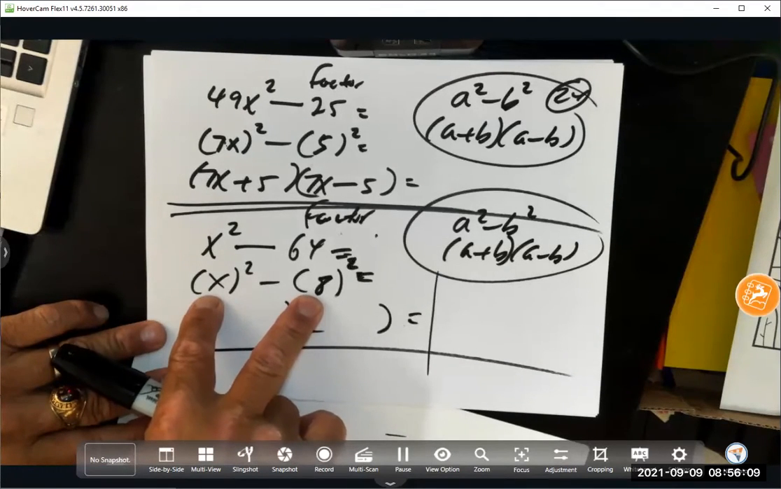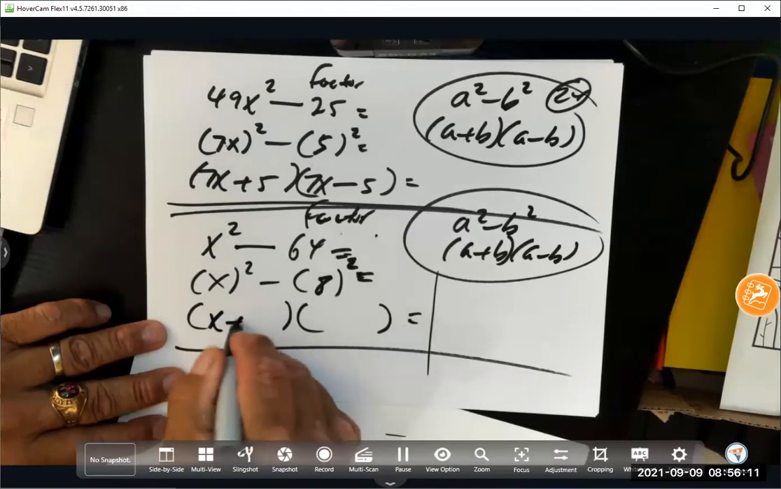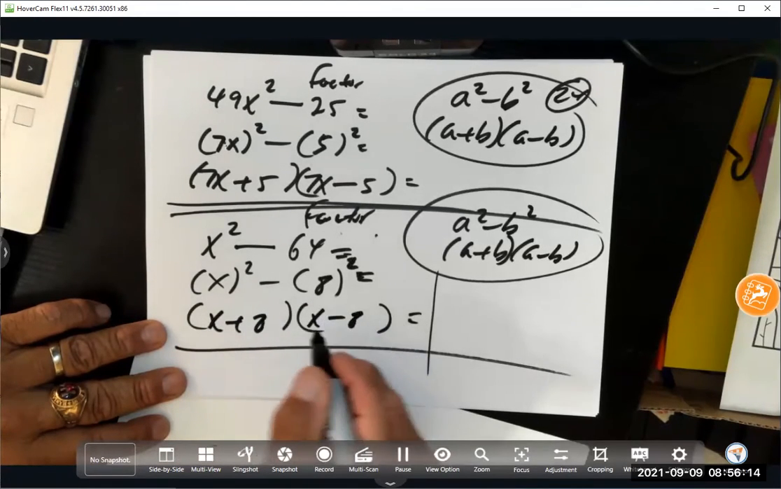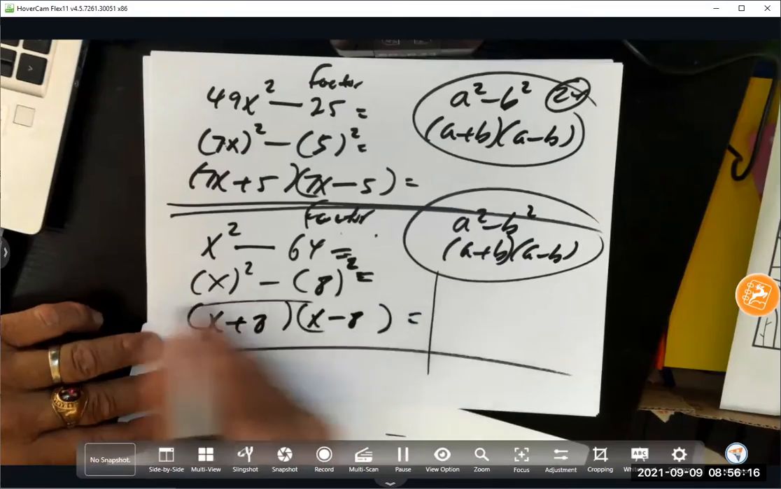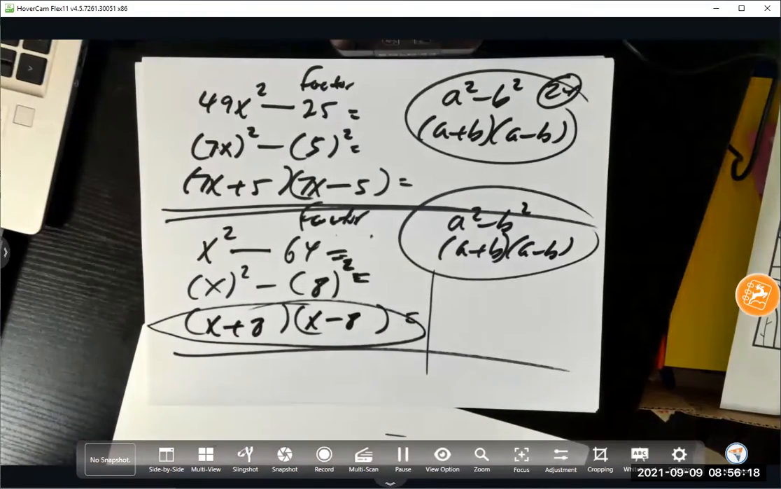X plus the 8 times x minus the 8. Yep, this one and that one. Is that right? Yeah, that's right. That's what it is. Does that make sense?